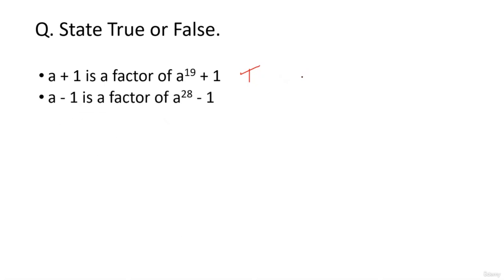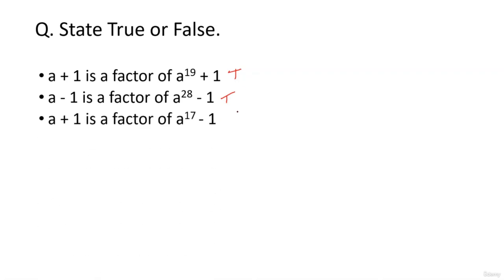a minus 1 is a factor of a raised to 28 minus 1. Same thing, you can put a minus 1 equal to 0. When is this happening? When a is equal to 1. Substitute a is equal to 1 here. 1 power 28 is 1, minus 1 is 0. So yes, it is definitely a factor. You can also use the expression we just now discussed. a raised to 28 minus 1 raised to 28, a raised to n minus b raised to n, one factor will definitely be a minus b, right? So this is a true statement. This also is true. Next question.